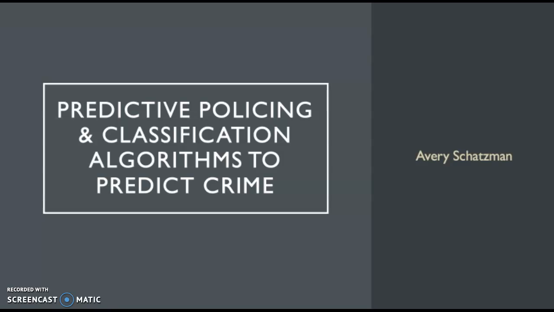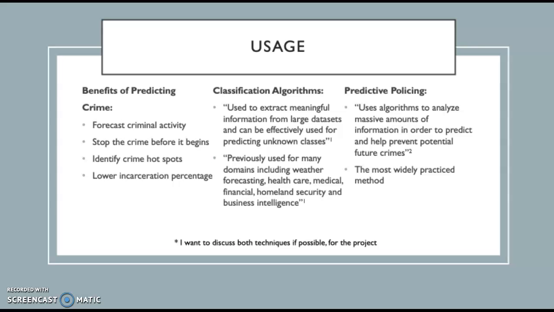Hi everyone, I did my data analytics project tutorial on predictive policing and classification algorithms to predict crime. So first, its usage. The benefits of predicting crime: to forecast criminal activity, stop the crime before it begins, identify the crime hotspots using data, and essentially lower the incarceration percentage in the US.